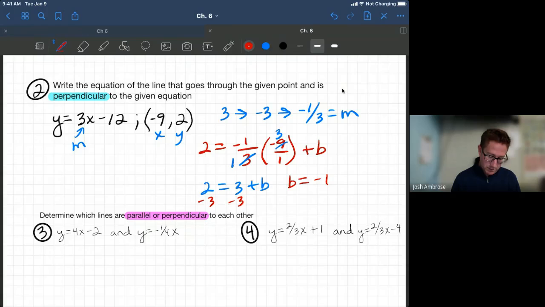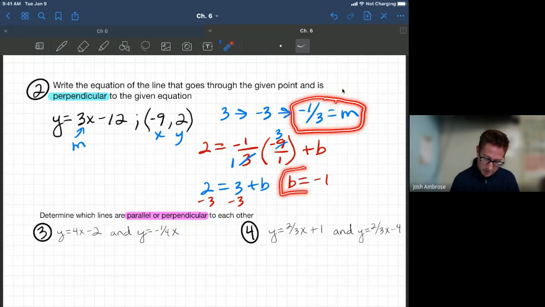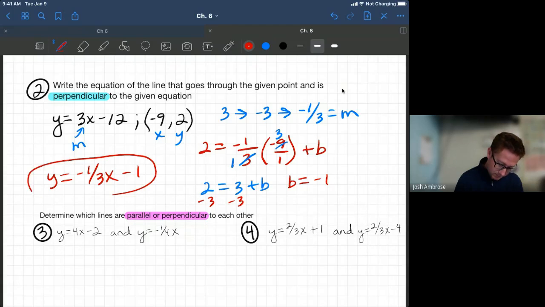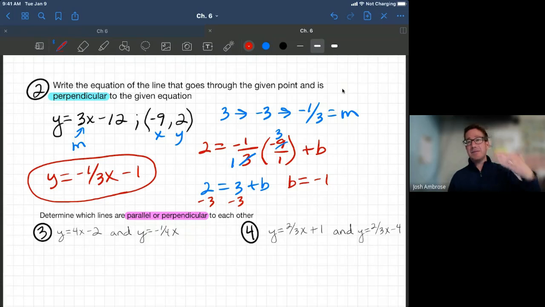Now put it all back together. All right, don't forget, this is our slope. This is our brand new b value. So now we have y equals -1/3 x minus 1. There's our new equation that will be perpendicular to the given equation, and it will go through the point -9, 2. All right, let's move on.